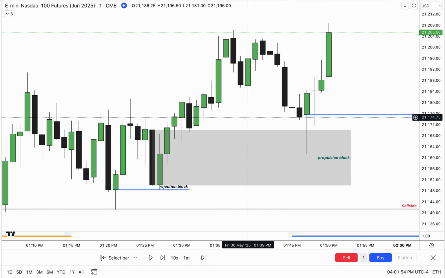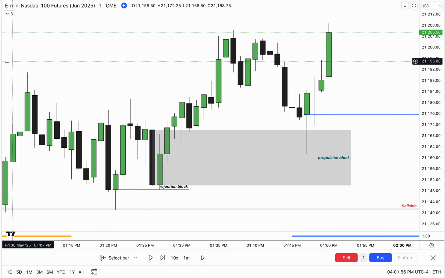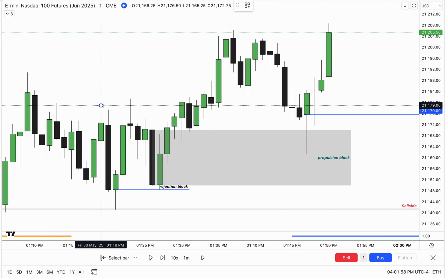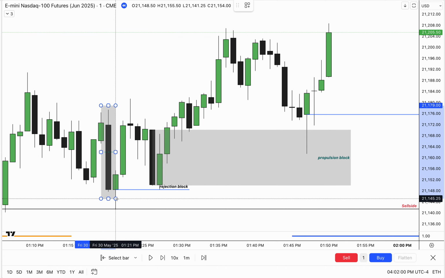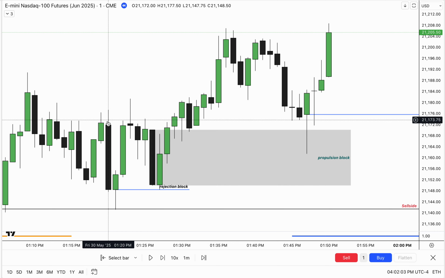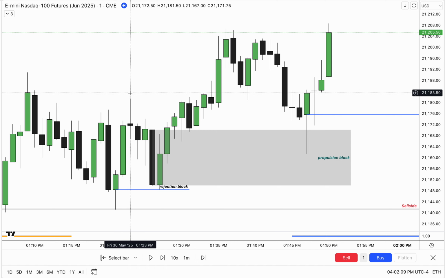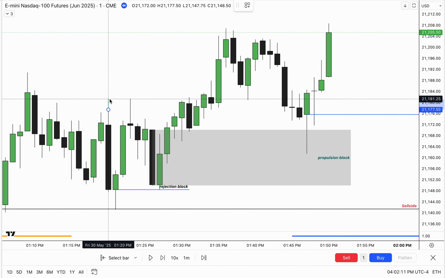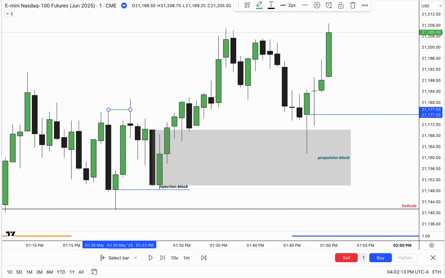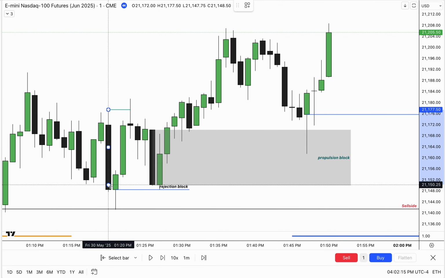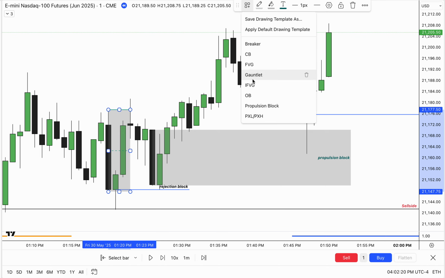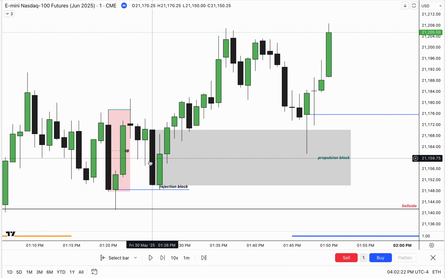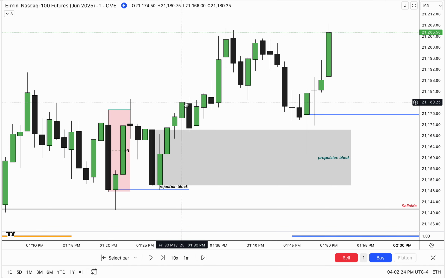propulsion block. This is the order block, okay? This candle here, this down close candle is the order block, okay? We trade down as soon as we trade above the high. So as soon as we trade above the high with this candle here, it validates this as the order block, okay? Come down, we're into the order block, and we run away again.